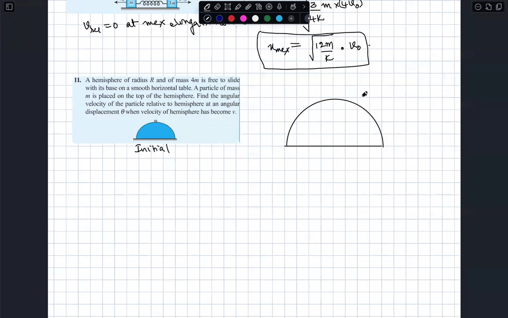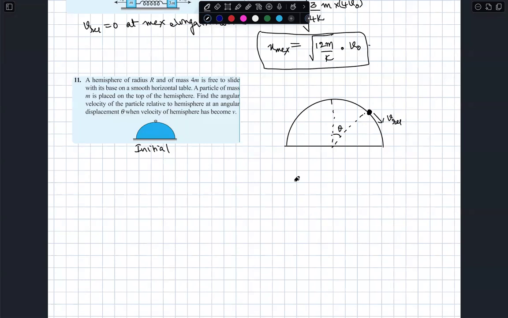This is your hemisphere finally, and it has reached here. Let this be V relative, and by that time it has displaced by theta. Now, what is the situation as seen from the center of mass? What situation are you going to face with respect to the C frame?